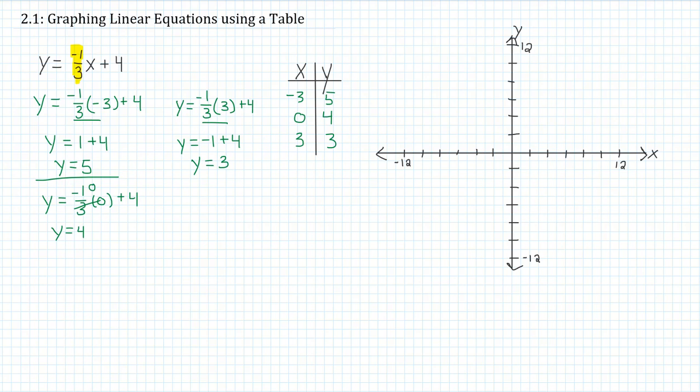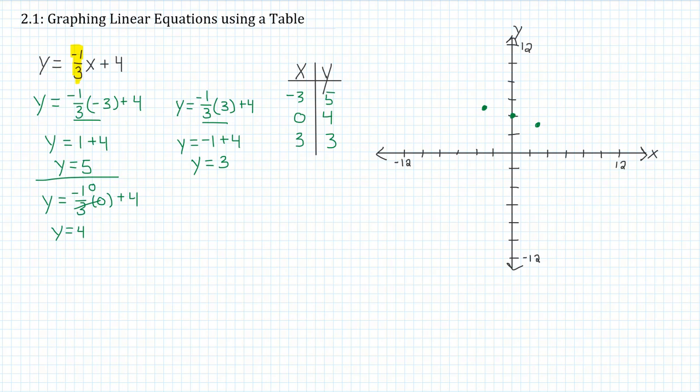So each tick mark here counts as 2. So here's negative 2. Negative 3 would be about here. And then positive 5. So 2, 4, 5. My point will be right here. 0, 4. And 3, 3.